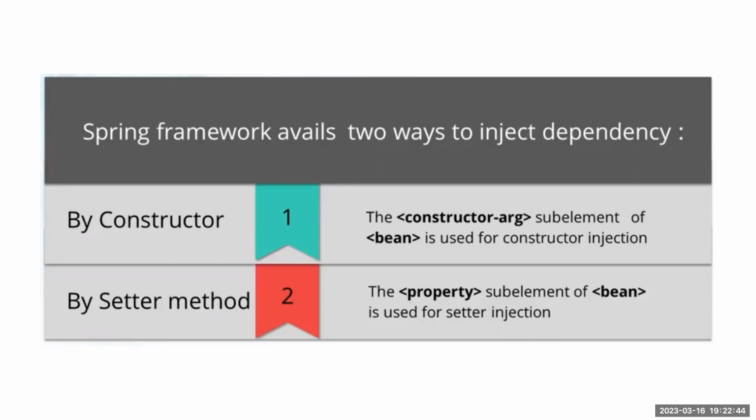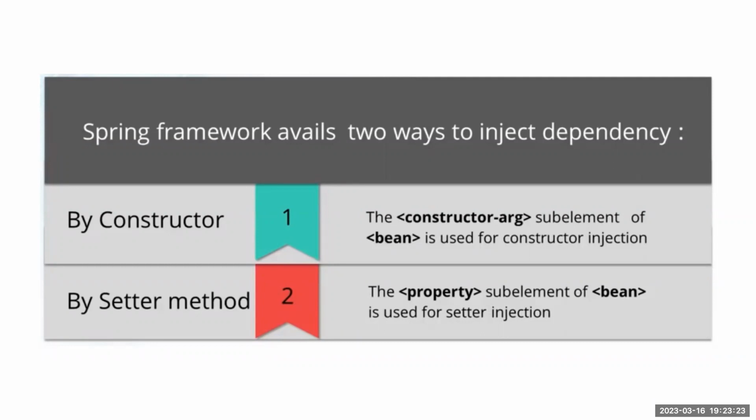So how many ways can it utilize this dependency injection? There are two ways. One is by constructor, and the other one is by setter method. Spring uses a constructor argument or sub element of bean for constructor injection. You might have some difficulty understanding these things, but when you see an example of how dependency injection works by constructor and by setter method, you'll understand very easily. I'm going to show you that demo.